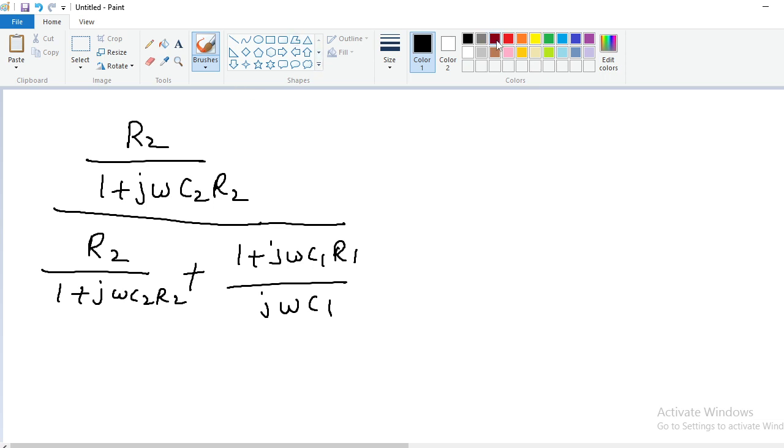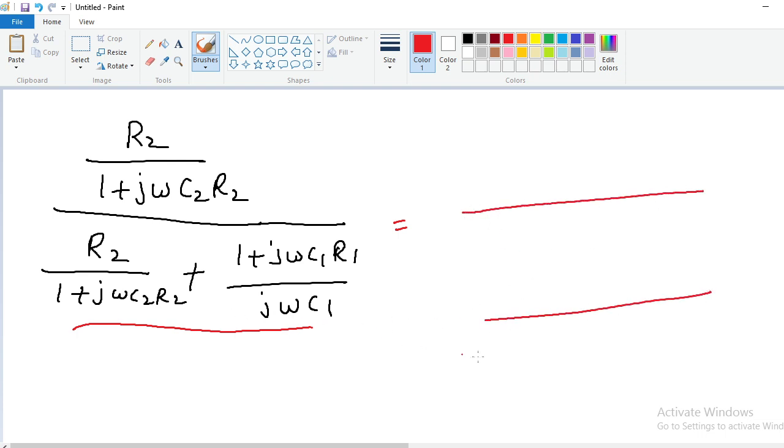How to solve this equation? First we have to solve the denominator. In the denominator, what is the LCM of these two? It is (1 plus j omega C2 R2) into j omega C1. This is the cross multiplication. So j omega C1 R2. Again, cross multiplication of these two values.